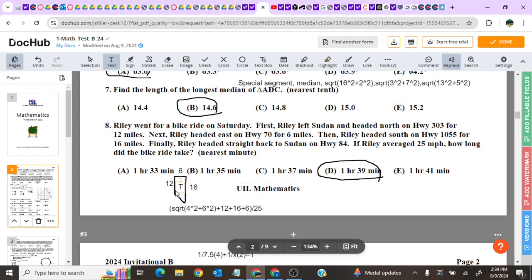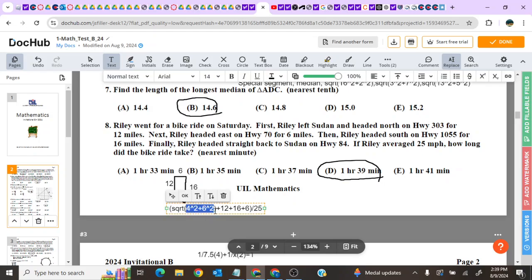This is basically your path drawn out, 12 miles north, 6 east, 16 south. So our only unknown side is this triangle right here. Well, she's clearly gone 4 south and 6 to the side of her previous location, or 6 east and 4 south. So use the Pythagorean theorem to figure out that length.